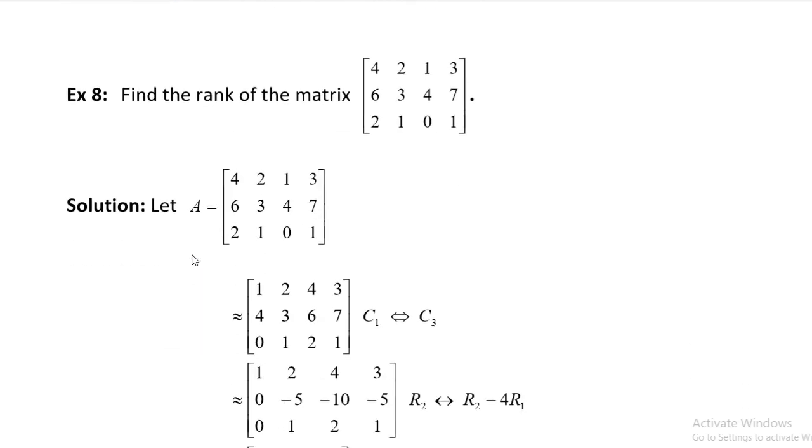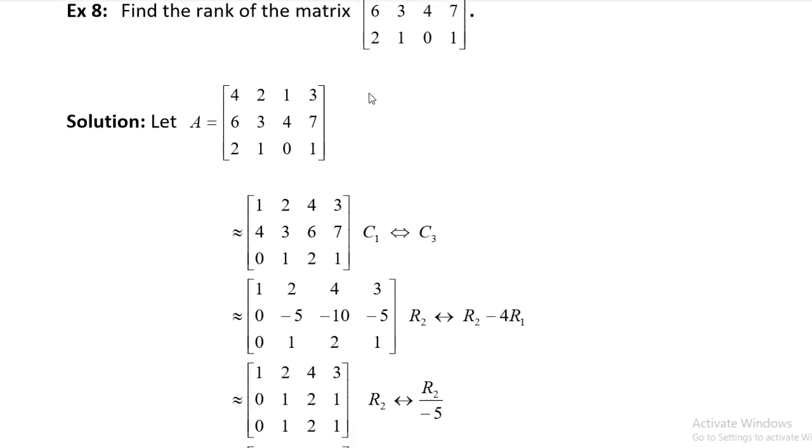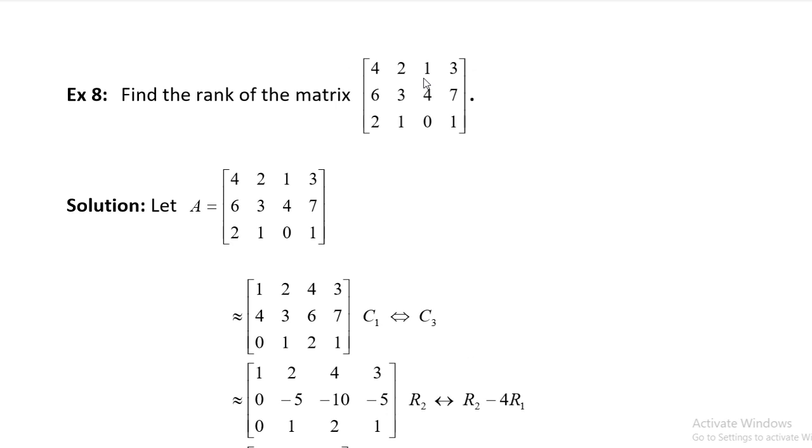Let's see another example. Here we changed the first column and third column, because I wanted 1 here. We brought 1 here by interchanging C1 and C3.